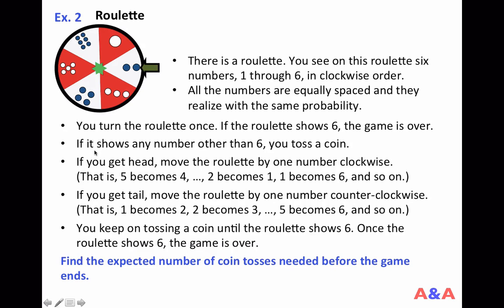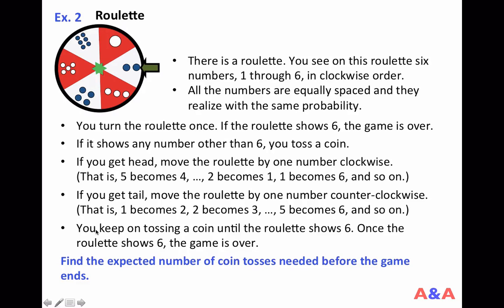If the roulette shows any number other than 6, then you have to toss a coin. If the coin shows head, then move the roulette by one number clockwise, so that 2 will become 1, 1 will become 6, and so on. If the coin shows tail, then move the roulette by one number counterclockwise, so that 2 will become 3, and 3 will become 4, 4 will become 5, and so on.